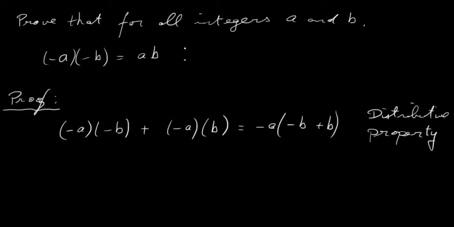Okay, so in this video I'm going to prove that for all integers a and b, minus a times minus b is plus ab. So in other words, we're going to multiply two negatives here and we're going to end up with a positive.